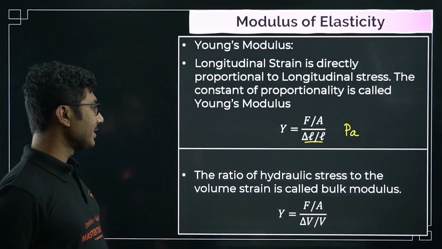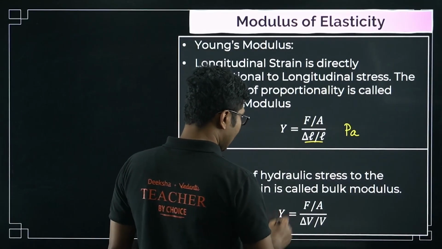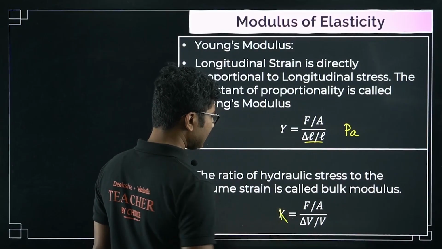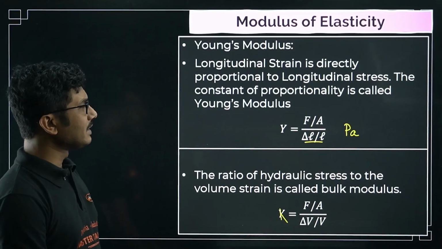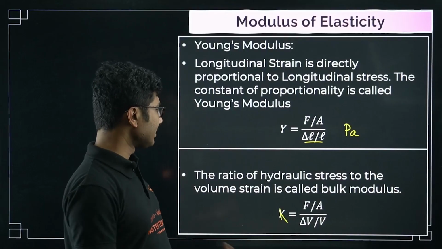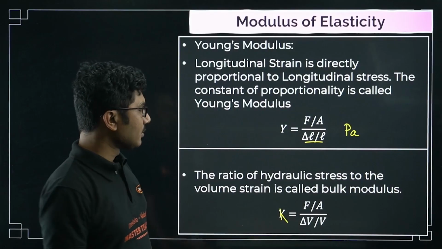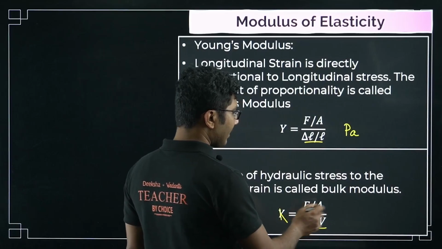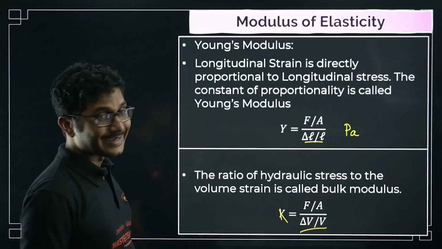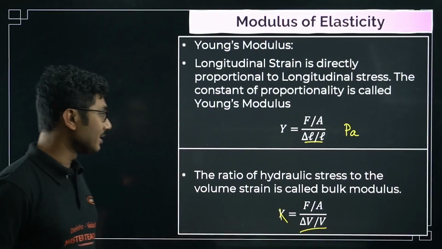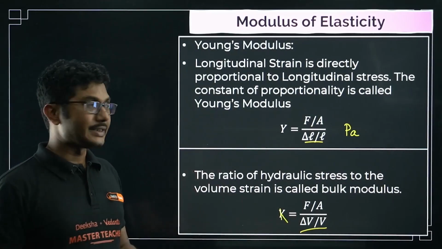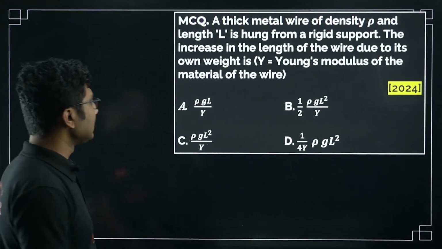Next is hydraulic stress. It is the same thing. It is denoted by K. The ratio of hydraulic stress to the volume strain is called bulk modulus. Bulk modulus is our hydraulic modulus, whatever it is. So F by A is the hydraulic stress, and delta V by V is the hydraulic strain or volume strain, and this ratio is called bulk modulus. It is basically used when you are compressing an object, right? Now let's move on.